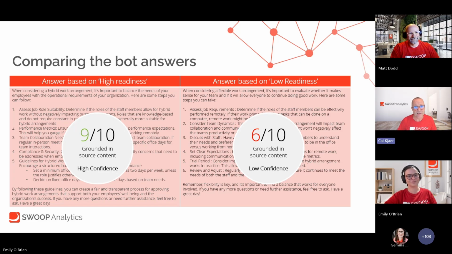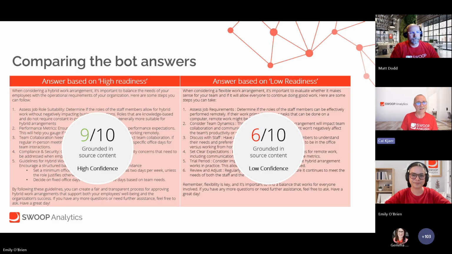Now, what does that mean? It means that when we compare the answer with the information that was in the document that the bot is grounded in, it's actually not very accurate, but it looks accurate. So if you look, maybe you can just see it behind where it says 6 out of 10, point number 5 talks to this trial period. Consider a trial period, it says. There was no mention of a trial period in this source file for low AI readiness.